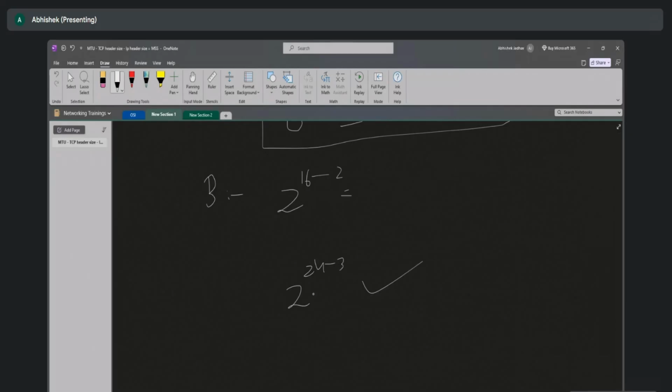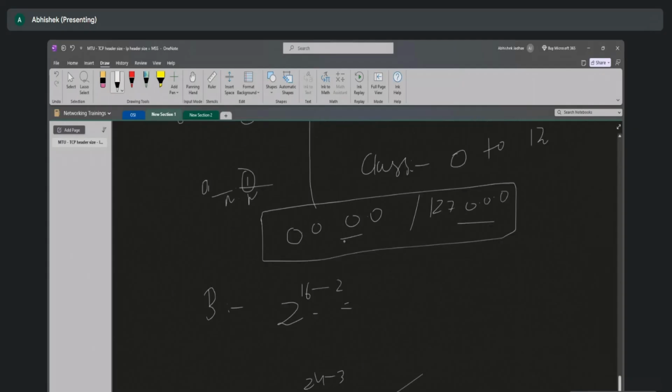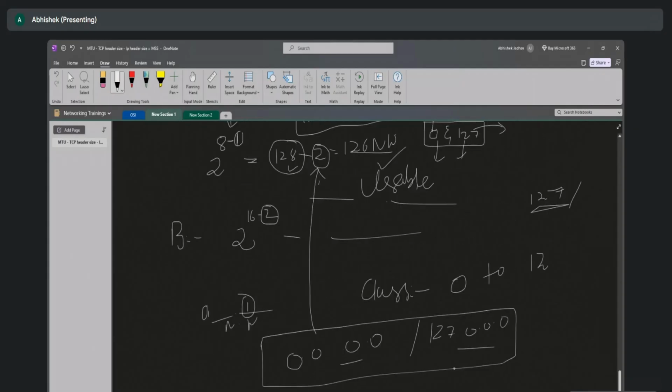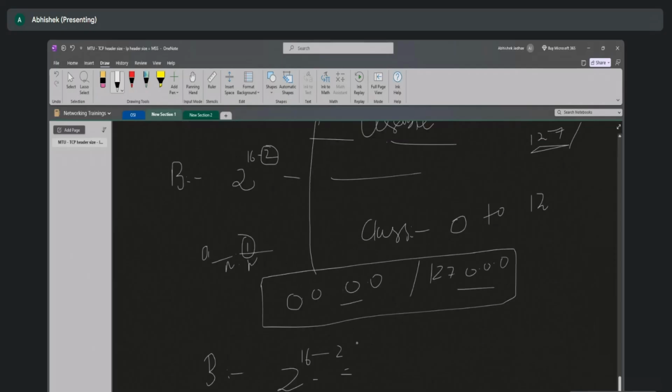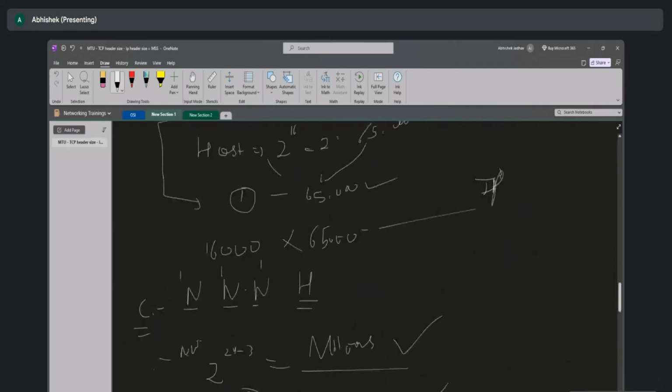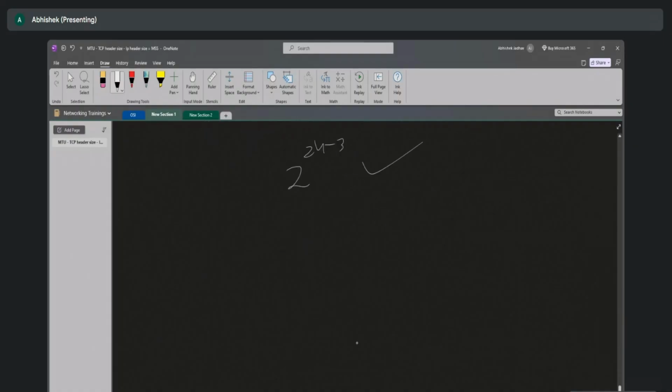Simple. But we will not do any subtraction because at first we took 0 and 127. So in B and C there is no subtraction. Exactly. There is no subtraction because there is no restriction at all in B and C. Yes sir, got it. Great. So this is clear for everyone now, I believe.